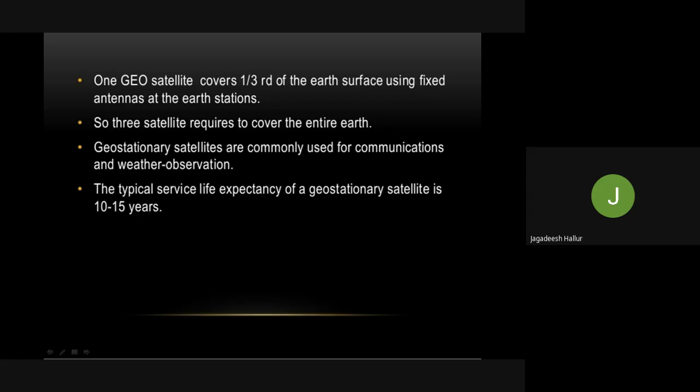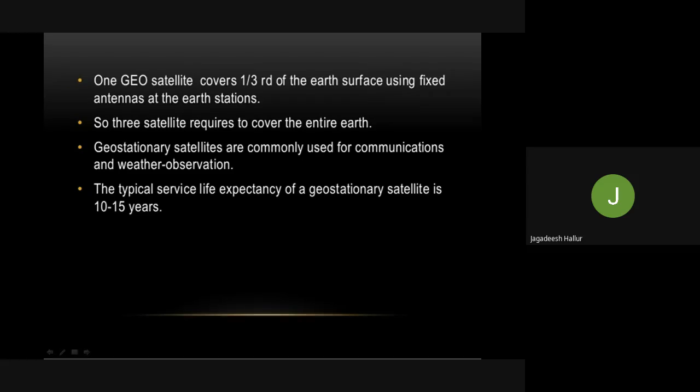One geostationary satellite covers 1/3 of the Earth surface using fixed antennas at the Earth station. Listen, one satellite covers 1/3 of the Earth, the second covers another 1/3, and the third covers the last 1/3. If we combine all these satellites, they cover the whole Earth. It is fixed using fixed antennas at the Earth station.